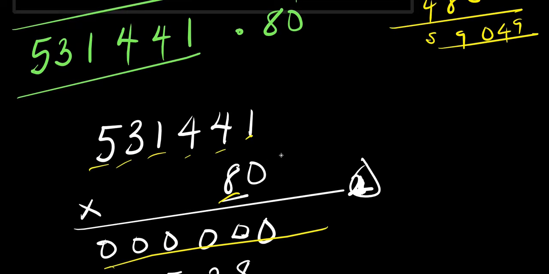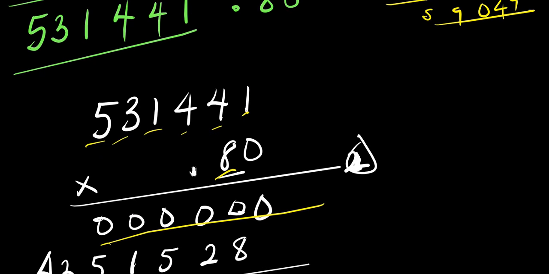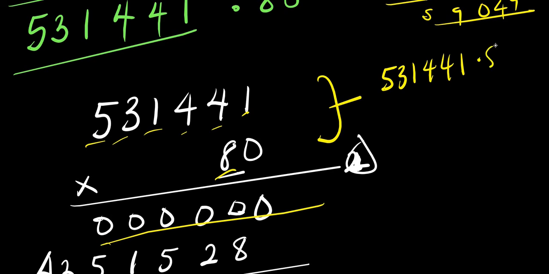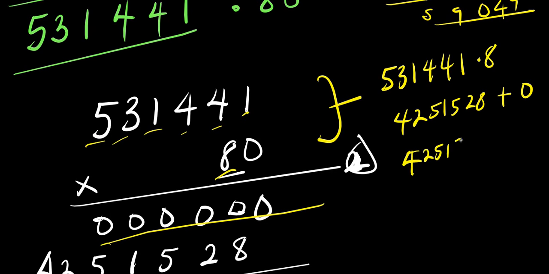Another way of multiplying this by 80 is you can just multiply this by 8 and add 0. If you multiply, this simply means 531441 times 8. That will give you 4251528. Then you add 0 to it. You are not adding 0 as 0, but you are adding it as a suffix of this. You are not just adding it as 1 plus 0, which is 1. No. You attach it here. This will still give you the same answer.